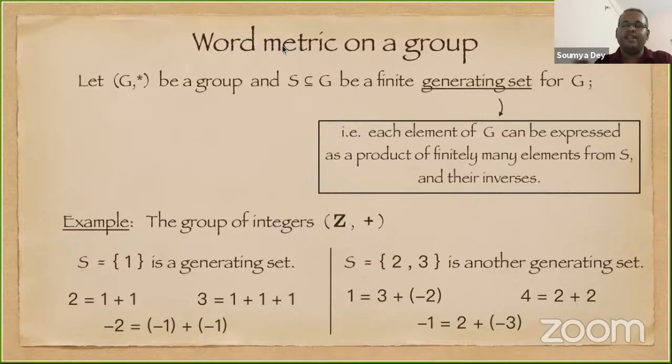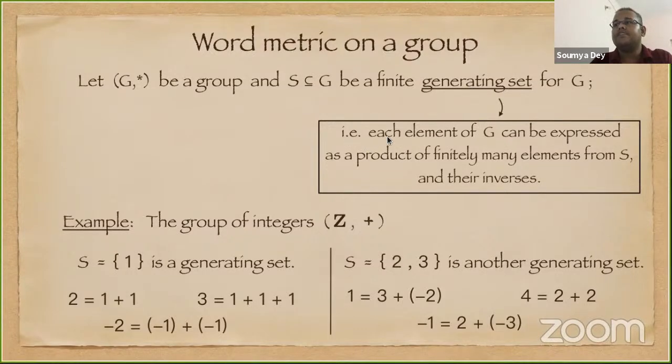So between any 2 elements of a group, you can define a distance. So how can you do that? Let (G, *) be a group, and let S, which is a subset of G, be a finite generating set for G. Okay. So now let's understand what is the meaning of this generating set for a group.